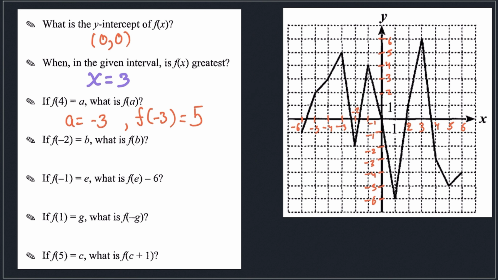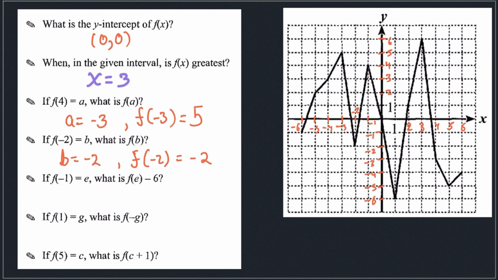In the next problem, f of negative 2 is equal to b. They want us to find f of b. The value of f of negative 2 can be easily found from the graph. It is negative 2. Therefore, b is negative 2. f of b, or f of negative 2, can again be found from the graph as negative 2.